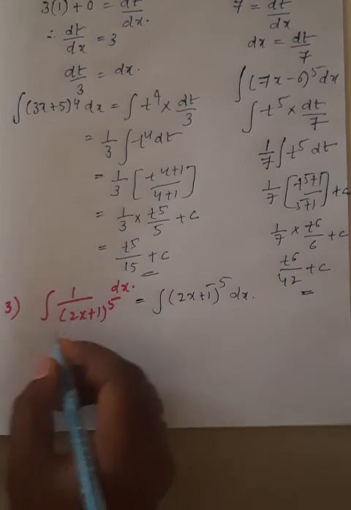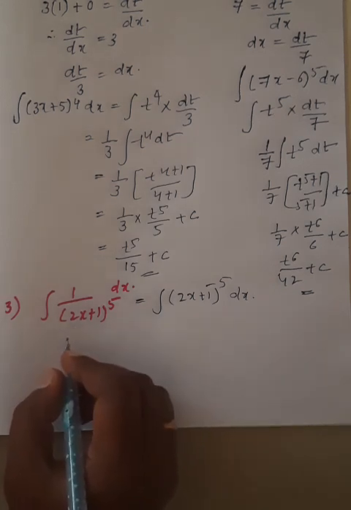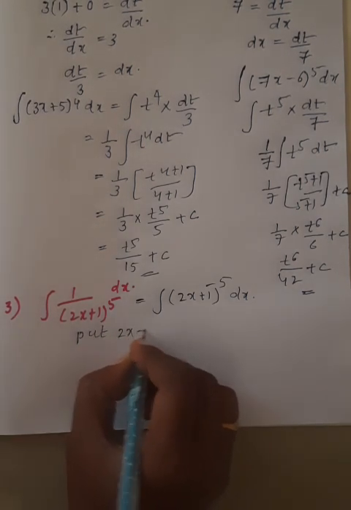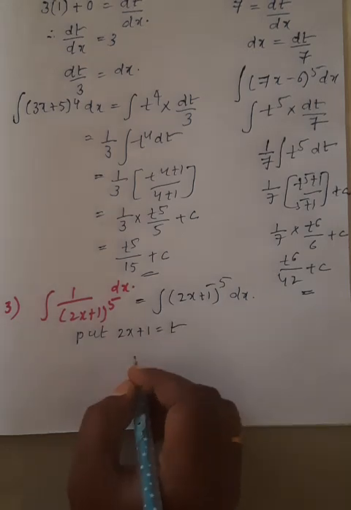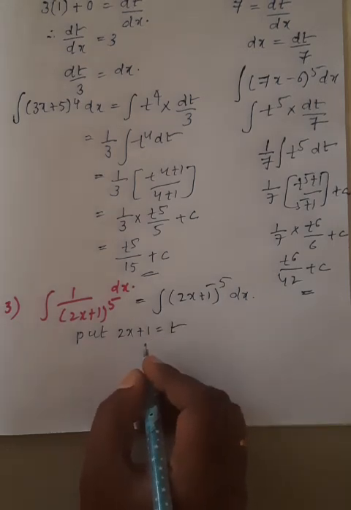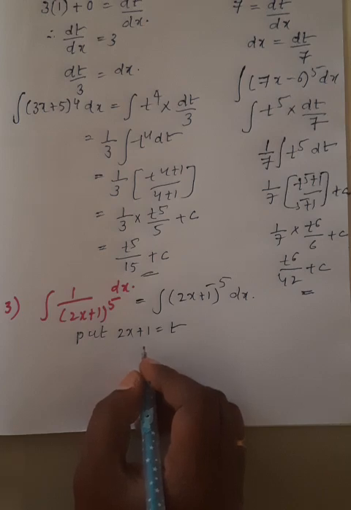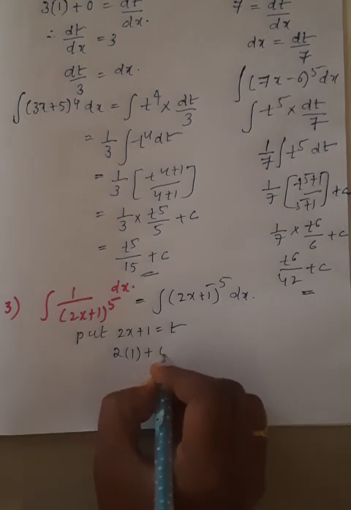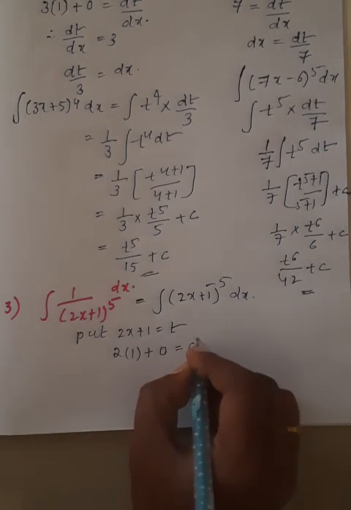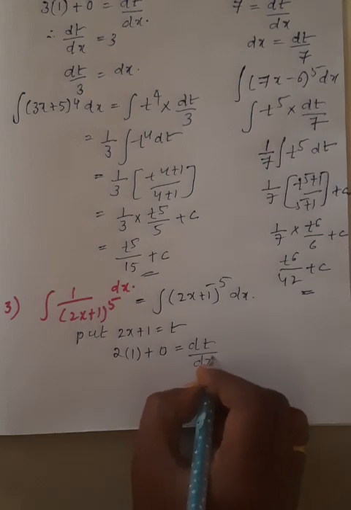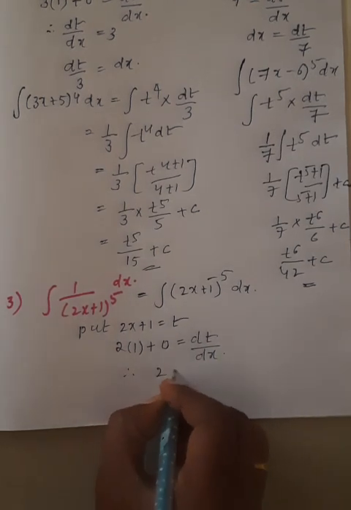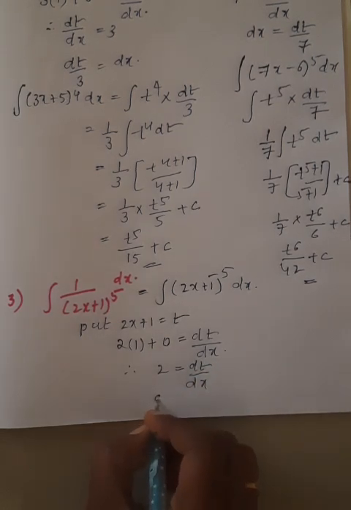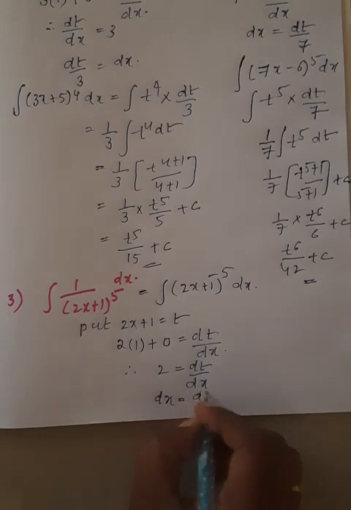Then we should solve the problem by considering 2x + 1 equal to t. So put 2x + 1 = t. After taking 2x + 1 equal to t, we have to differentiate both sides. So the differentiation of 2x will become 2 into 1, plus differentiation of 1 is 0, is equal to differentiation of t, that is dt by dx. Therefore, 2 = dt/dx. dx = dt/2.